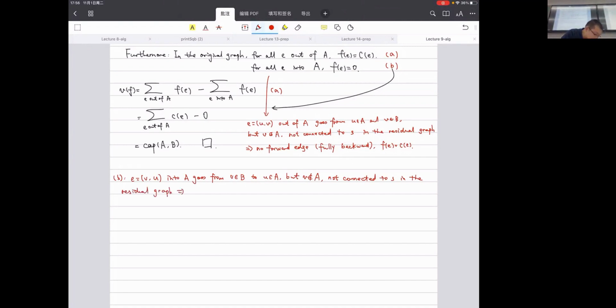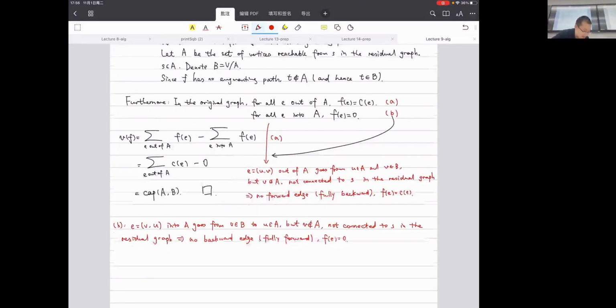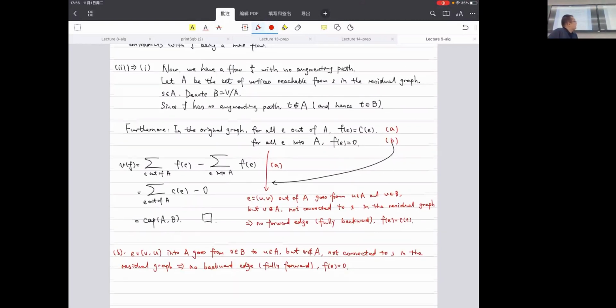And this just implies that there is no backward edge. And at this edge, it is going to be fully forward, so that FE actually equals to C. So that is basically a further explanation of A and B here in a proof.